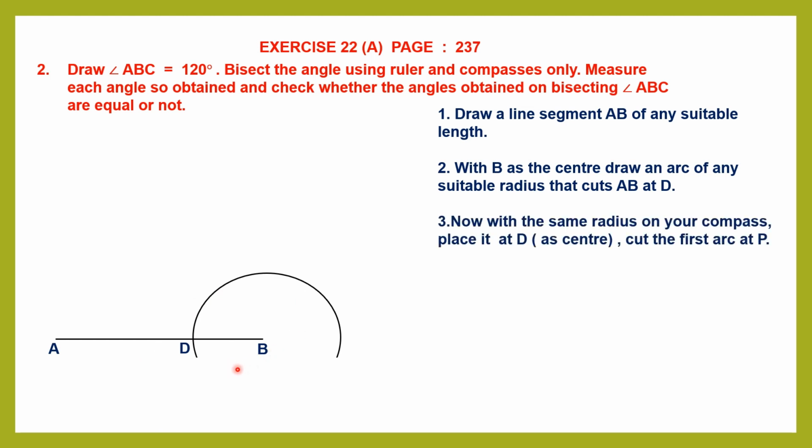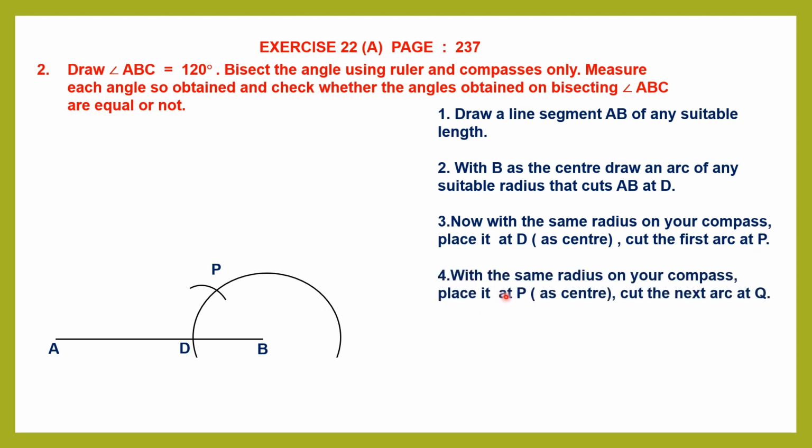Then the next step is, now with the same radius, don't change the measurement, place it at D and cut the first arc at P. Same radius, place it here and cut an arc. So here we've cut the arc and we're going to name it P. Then again with the same radius on your compass, now place it on P and cut the next arc at Q. No change in the measurement on the radius, same measurement, and we are cutting these arcs.